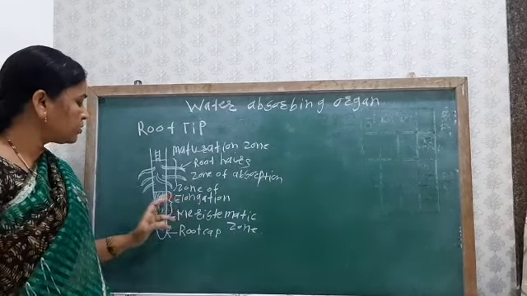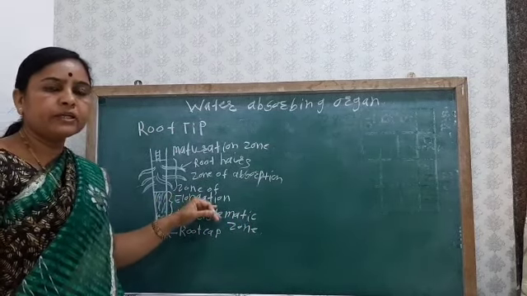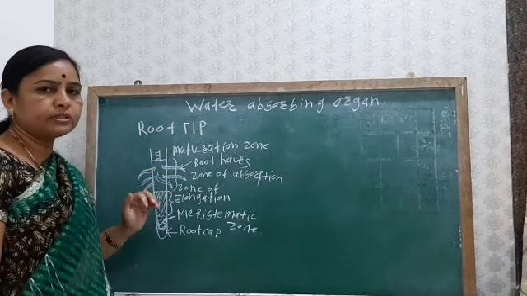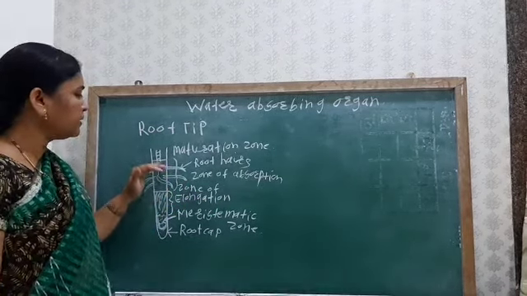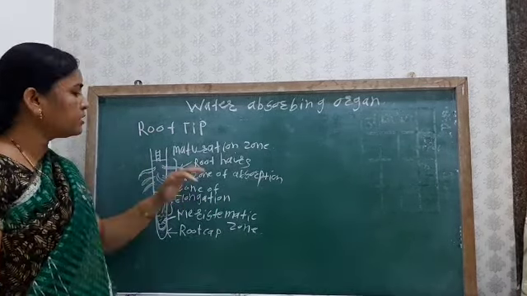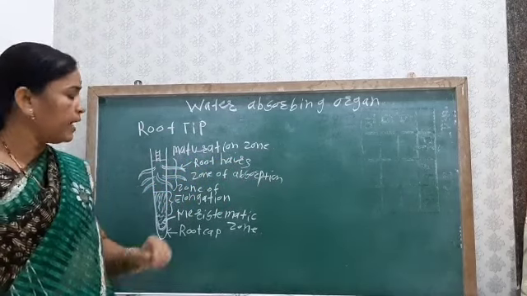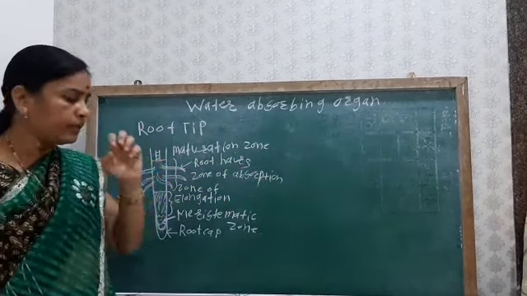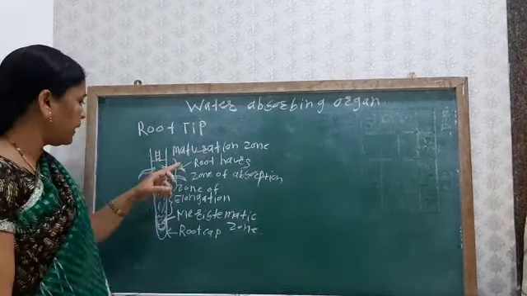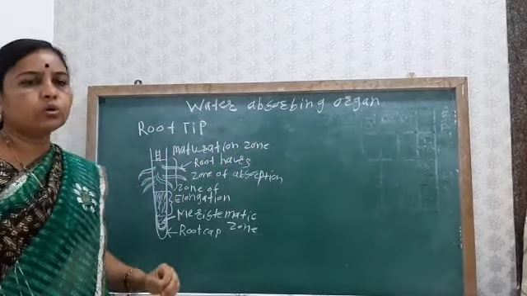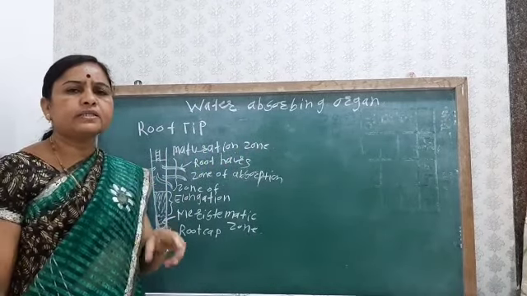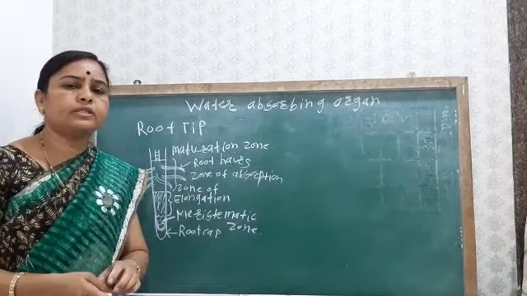Above this meristematic zone there is the zone of elongation, in which enlargement of the cells takes place. Above this there is the zone of absorption, where many root hairs are present, and through these root hairs water is mainly absorbed in the root. And above this there is the maturation zone, where differentiation of the cells takes place and complex and simple permanent tissues are formed.